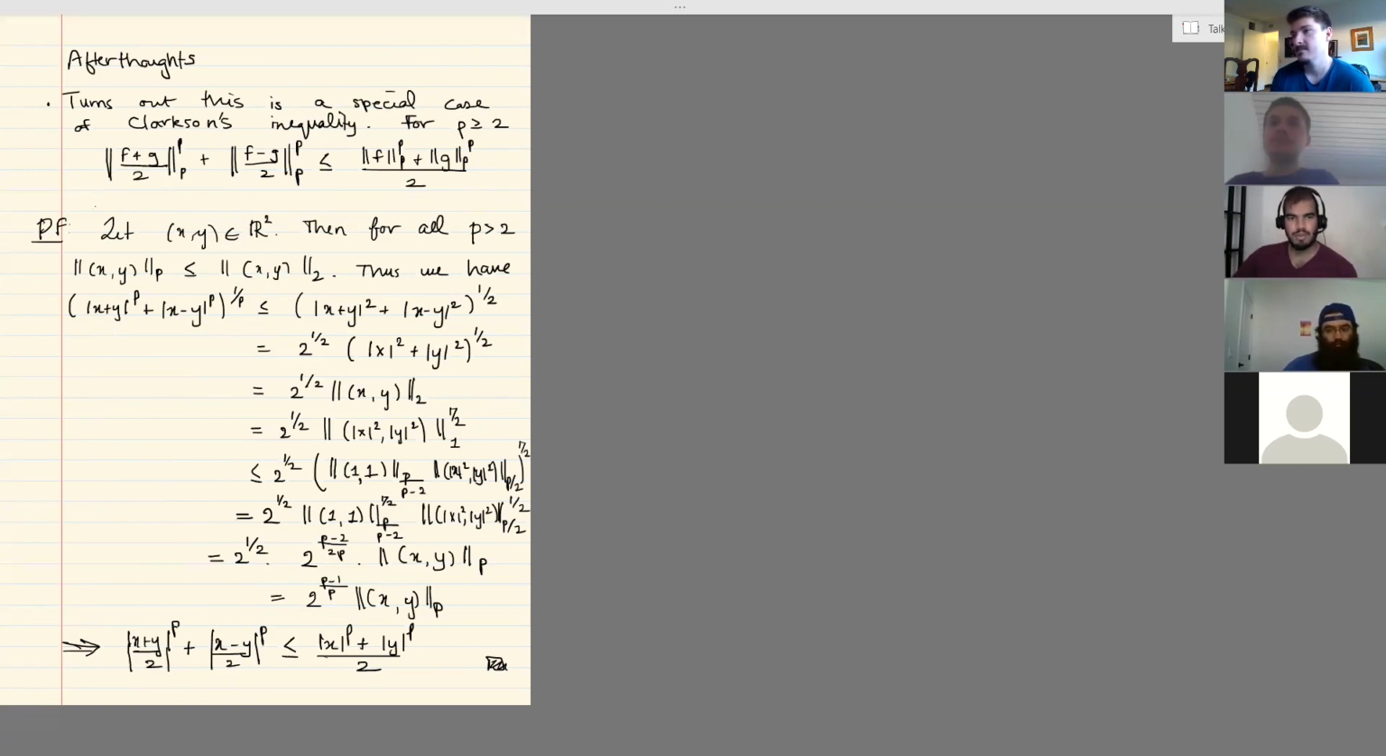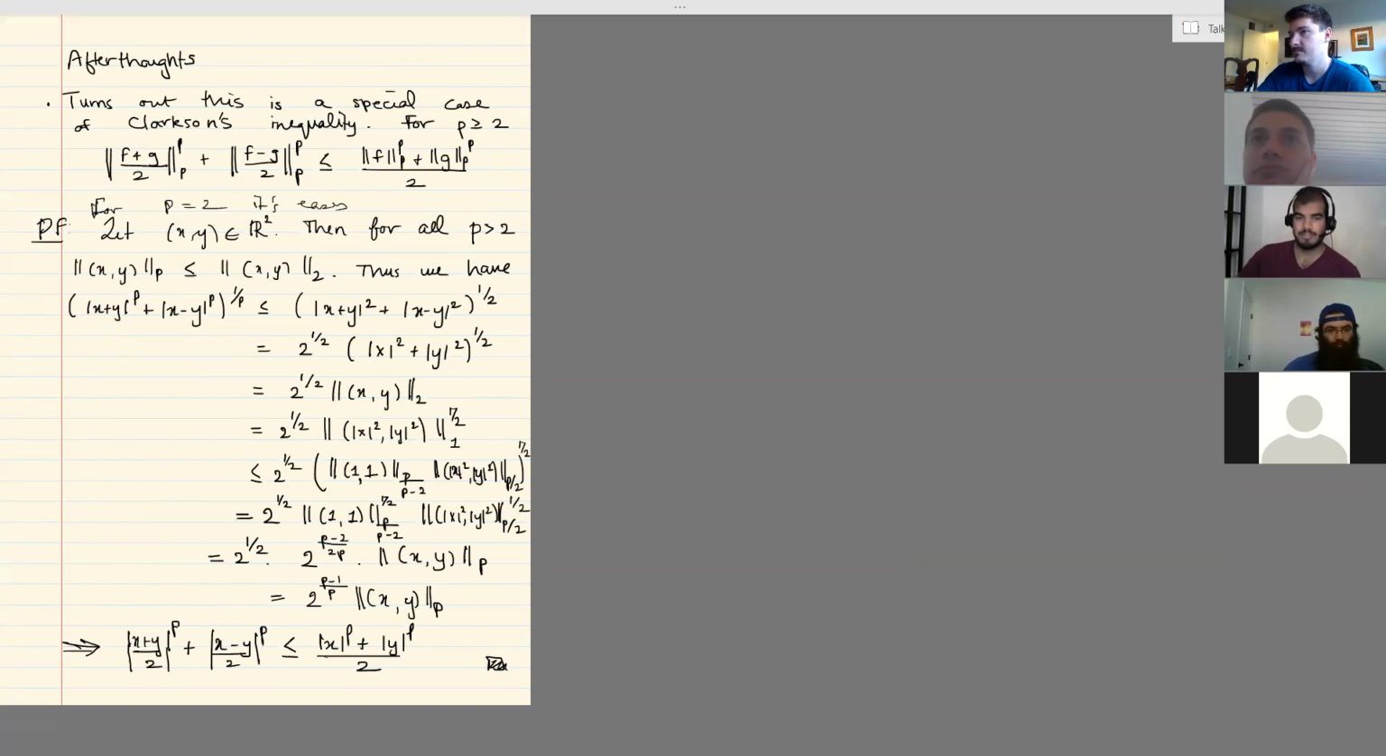For p equals 2, the proof is really simple. I bet that just boils down to some checking. For p equals 2, it's easy, because you have a Hilbert space, so you can just use the inner product. Then the p norm of this vector for any p greater than 2 is less than or equal to the 2 norm of this vector. So we have that this holds.